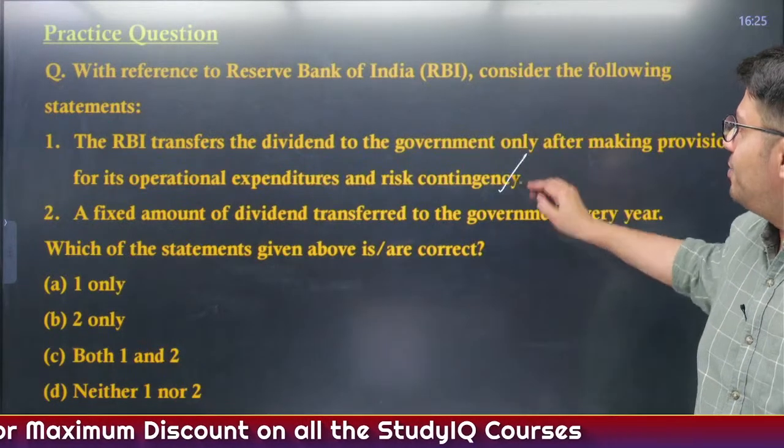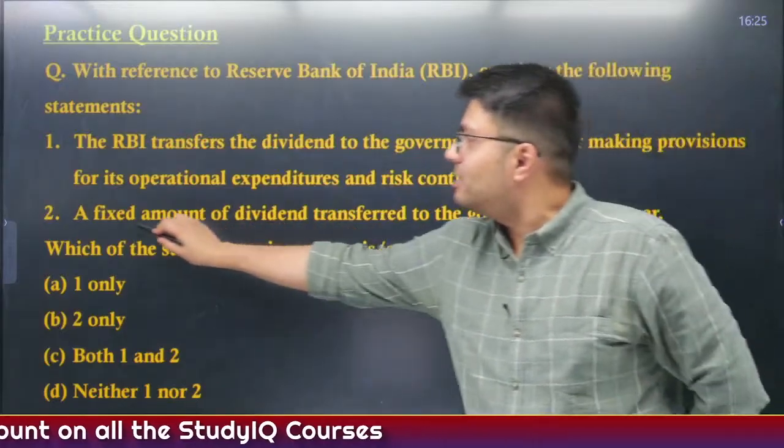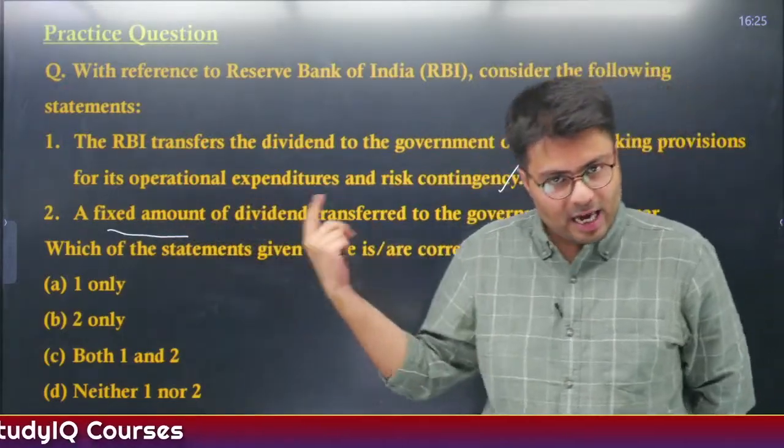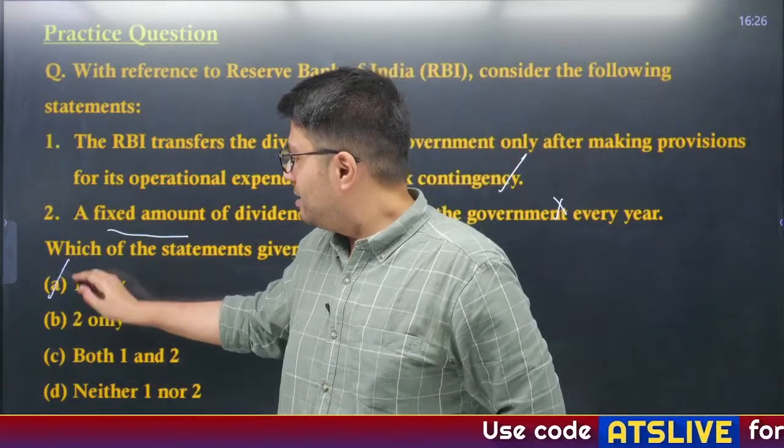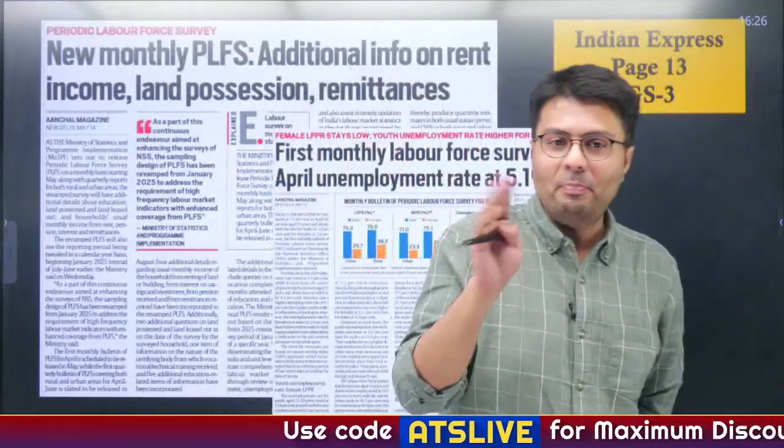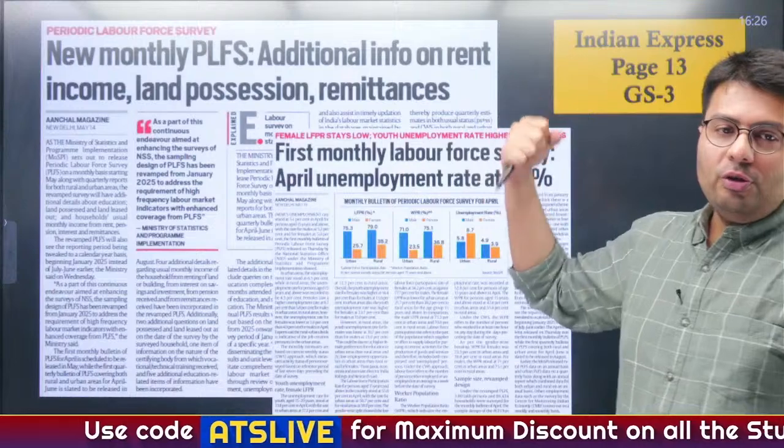Yes, all of you are right. First is correct, second is incorrect. Fixed amount नहीं होता, it changes every year as we have understood based on the formula. Okay, so option is the right answer. All of you have gotten this right. I am happy now. Now let us move to the second article.